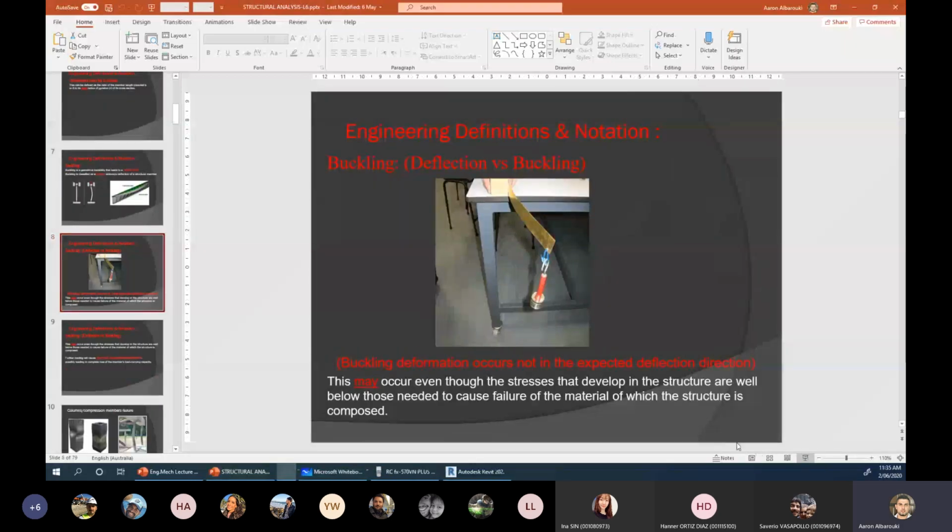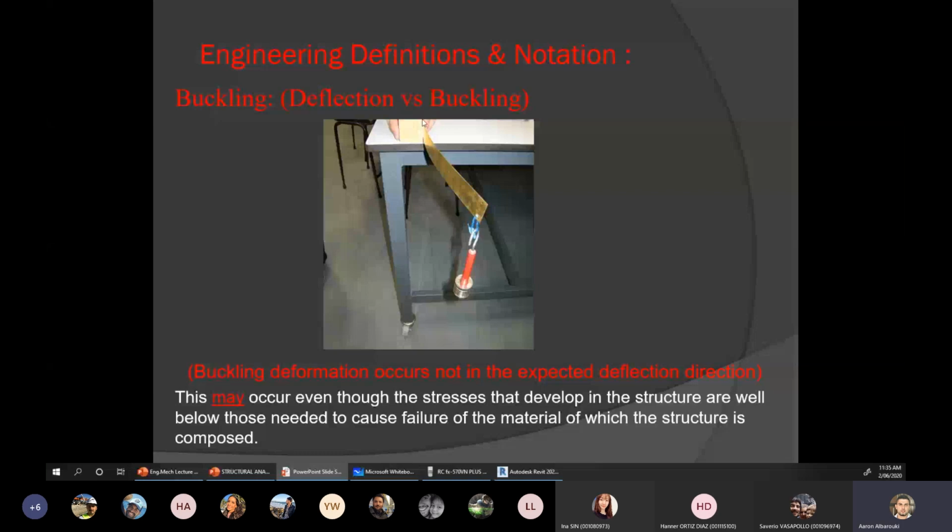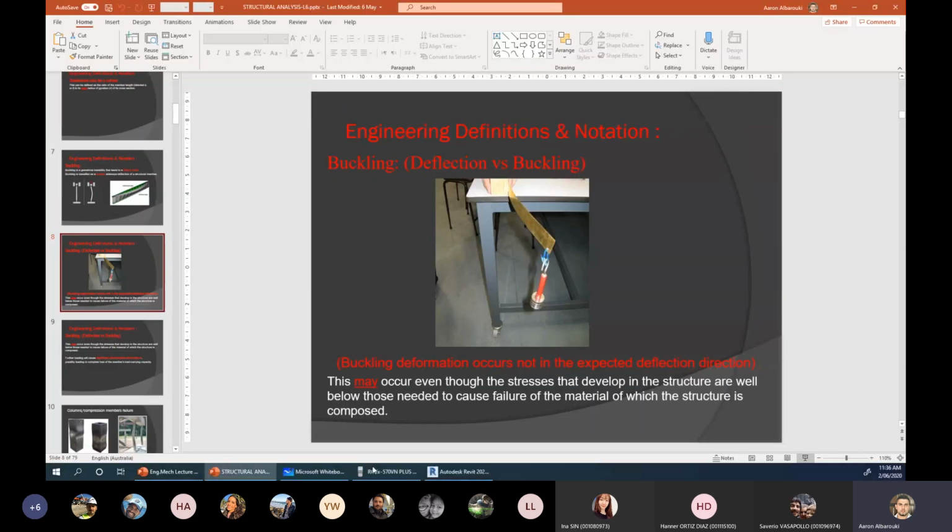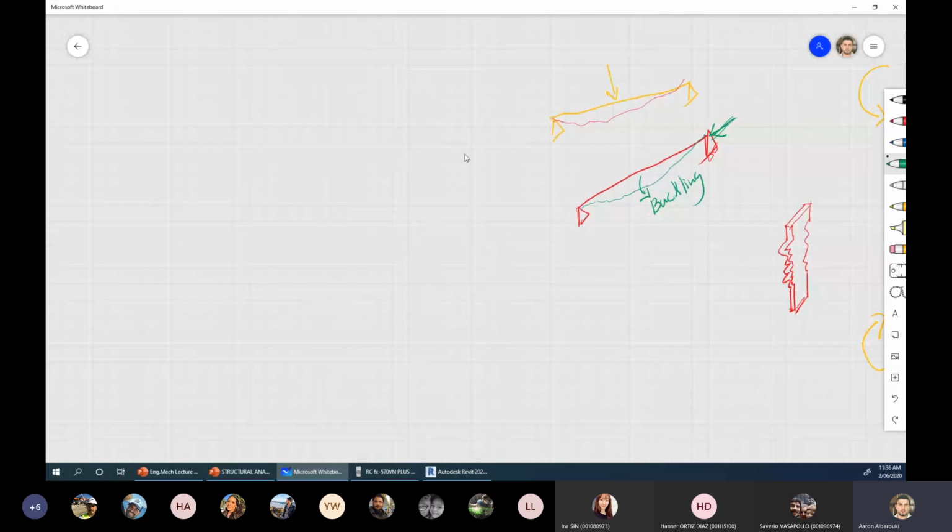Look at this ruler here. Let's try to analyze this ruler with weight at the end. Okay, let's try to draw it. It's just a ruler made of plastic, and I've got loads at the end acting down. So I can draw it in a way like this. A beam fixed where I'm holding it with my hand at the back, and cantilever at the front. Okay, and I've got load applied here.